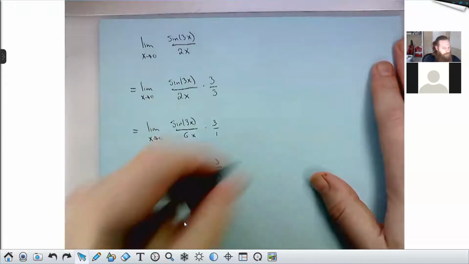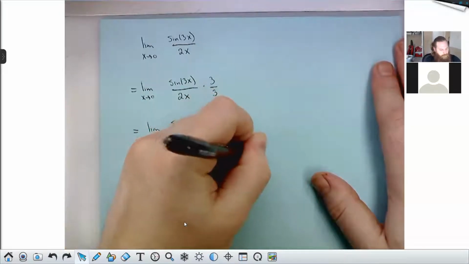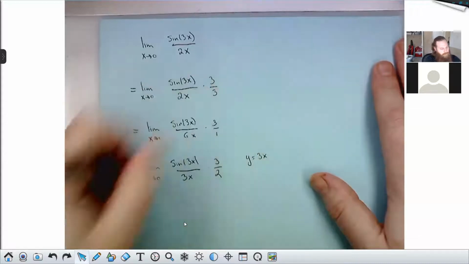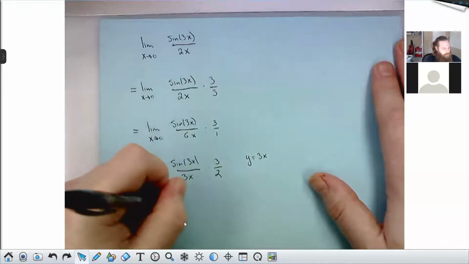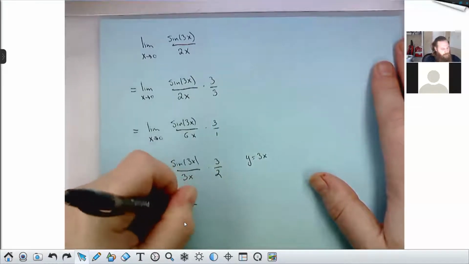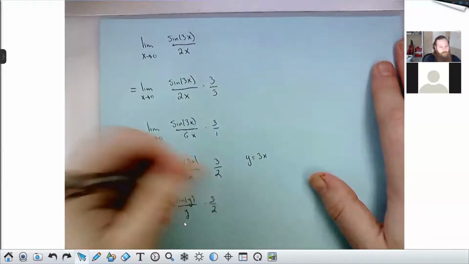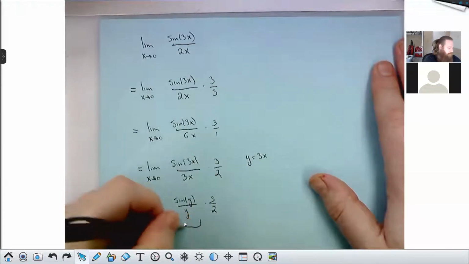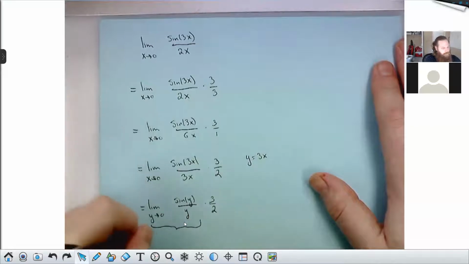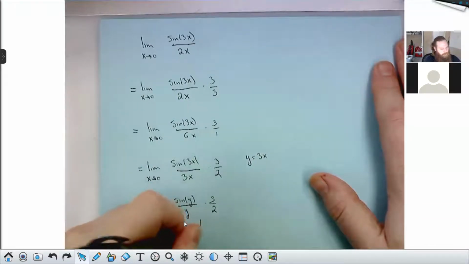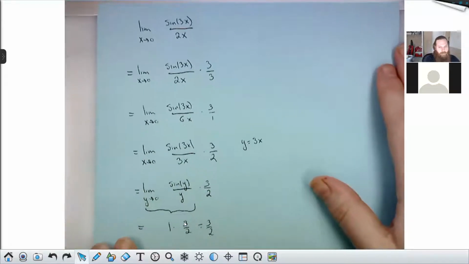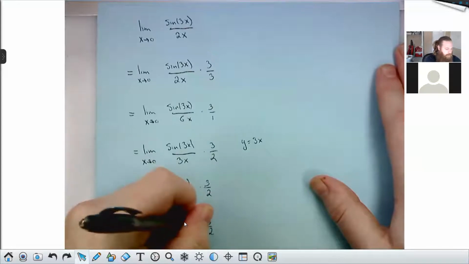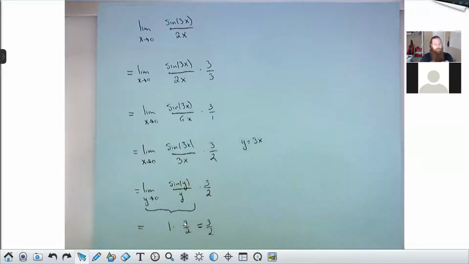And now I can make the substitution, y equals 3x, and this will become limit y to 0 of sine y over y times 3/2. And we recognize this piece as being 1. So this is just 1 times 3/2, or 3/2. So this is kind of the thing that's going on in 2 different places in that other problem. And it is a tricky thing.